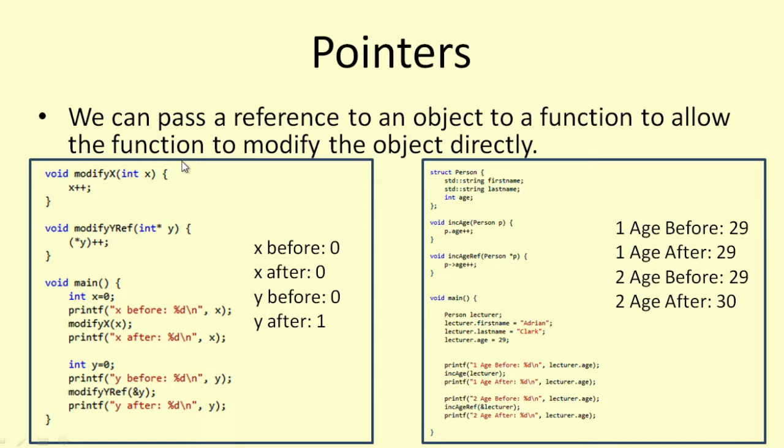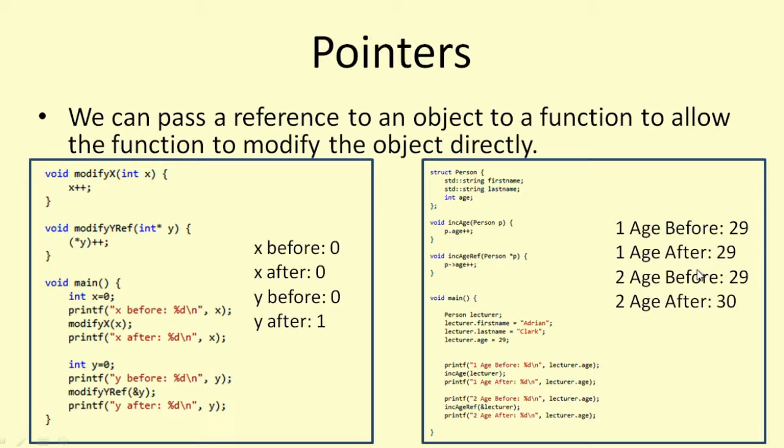Not so useful if you're just dealing with integers, but it becomes more useful when you're dealing with large data types, so say people, this person struct. So again, we have created a lecturer, and this time we have an increment age function, so a birthday essentially. If we just pass in the actual object itself and try and increment the age, we get the same problem here. So basically this person P up here is a copy of this person P. It's not the same object.